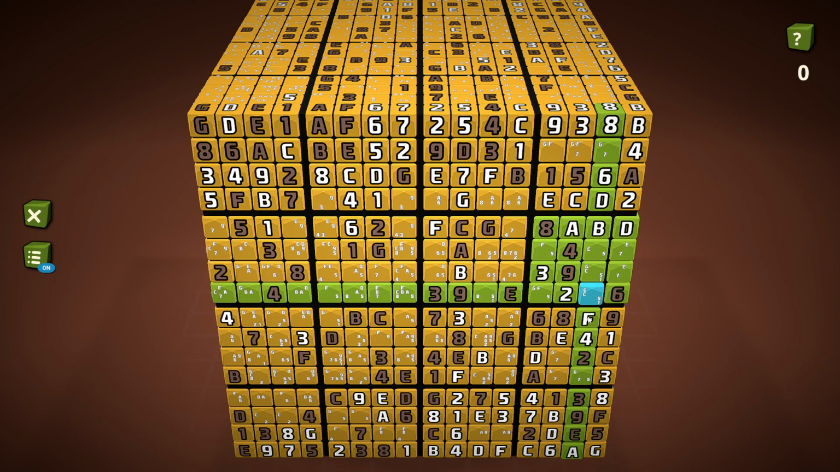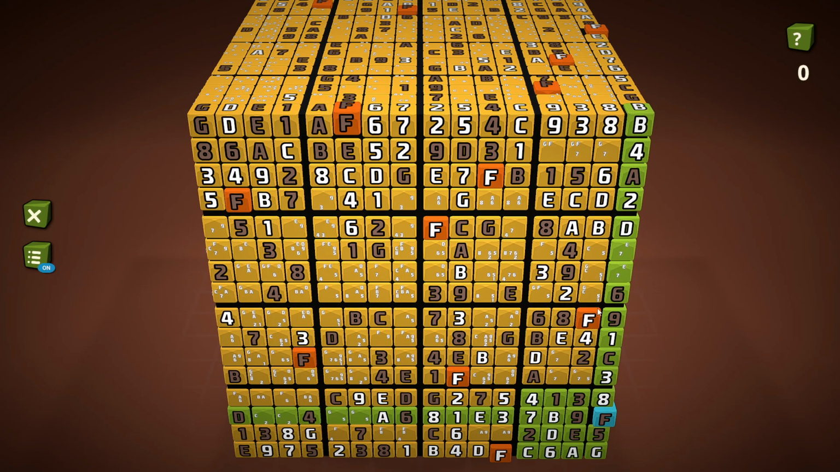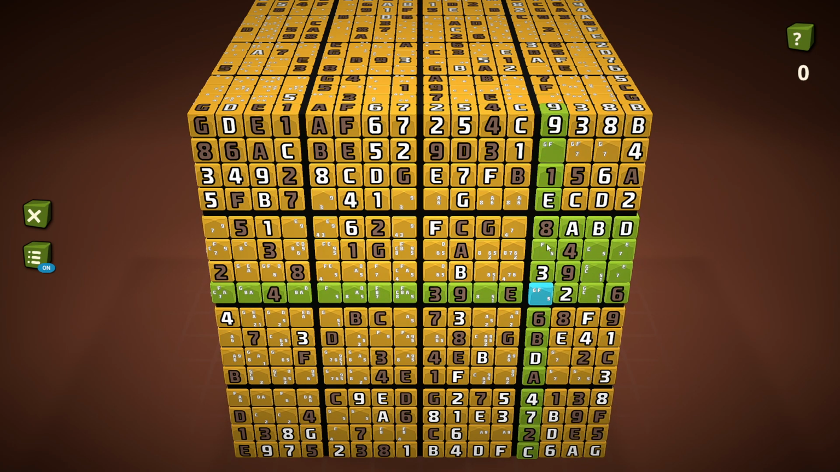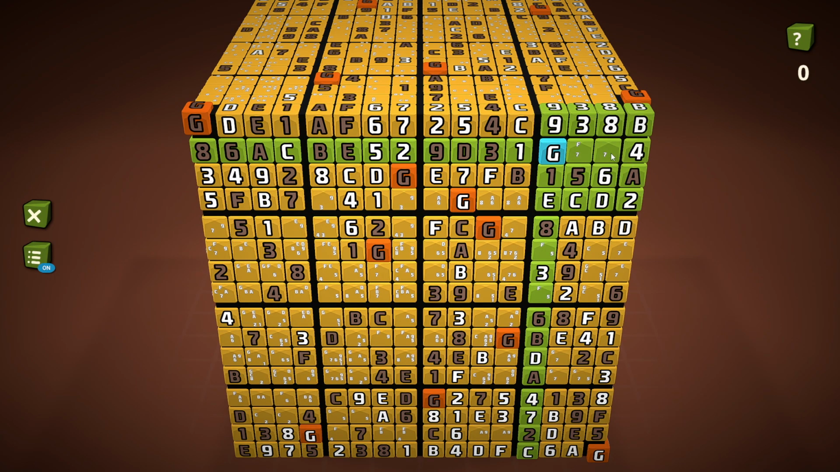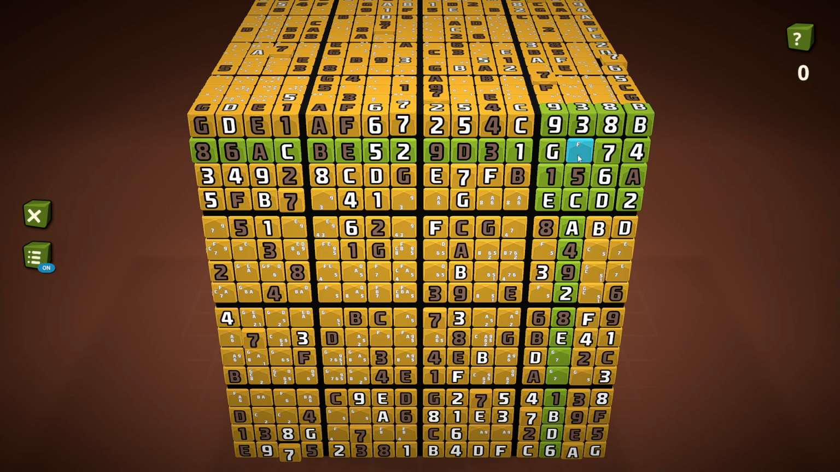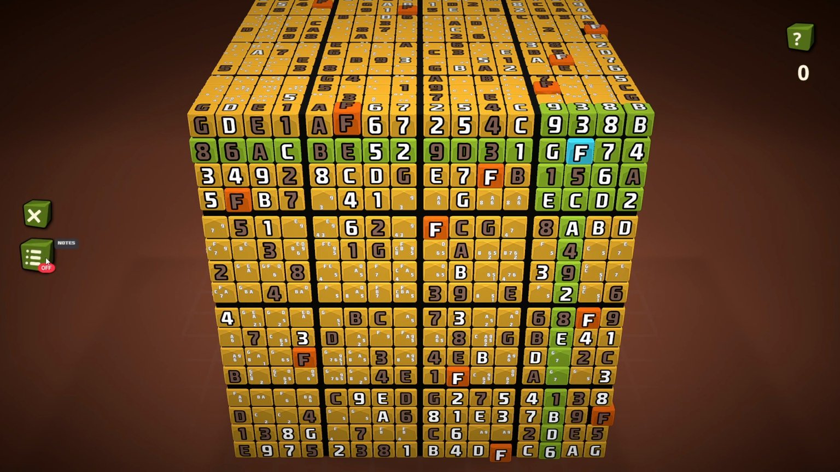Okay, these three can't be F's because of this. These two can't be F's because of this. The F has to be here, which means this can't be an F. Since it also can't be a 7, that means that this has to be a G. Since this can no longer be an F, this has to be a 7. So, girlfriend 7! Yay!